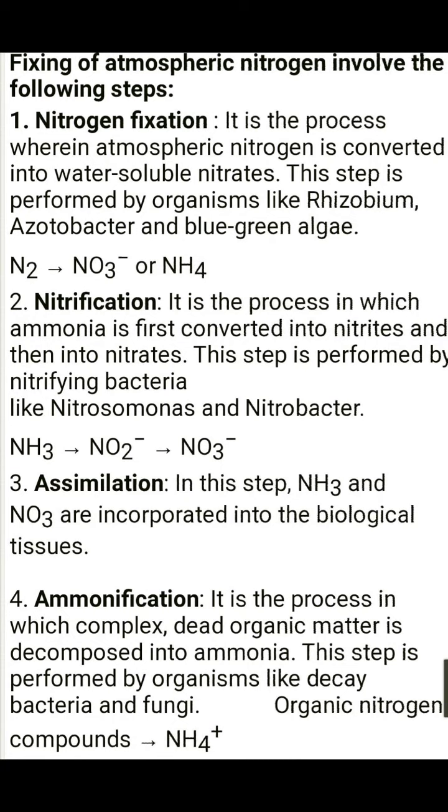Now the third step is assimilation. In this step, NH3 and NO3 are incorporated into biological tissues. For example, plants can take this nitrogen into their body, that is, into biological tissue. That is assimilation. The next is ammonification. It is the process in which complex dead organic matter is decomposed into ammonia. This step is performed by organisms like decay bacteria and fungi.